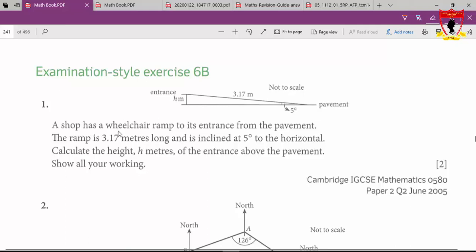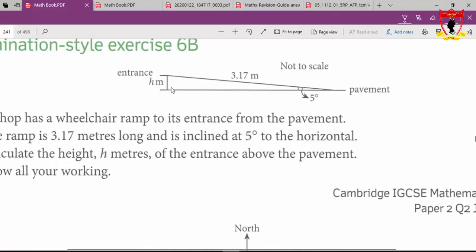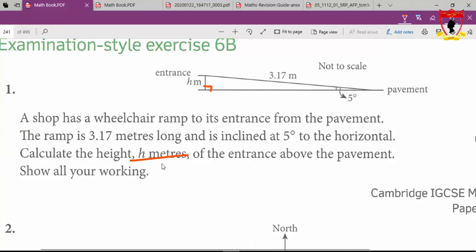Question 1: a shop has a wheelchair ramp to its entrance from the pavement. The ramp is 3.17 meters long. This is the diagram. This angle is 5 degrees. The hypotenuse is 3.17. This angle is 90 degrees. The question wants me to find the height, which is h. According to this angle, this side is opposite, so I have to use sine.